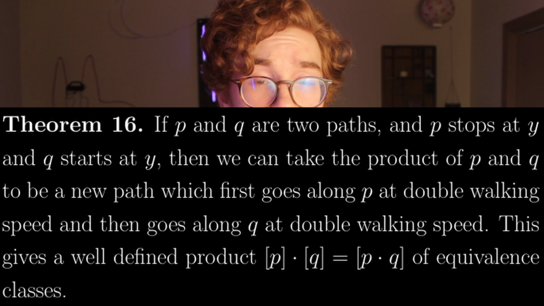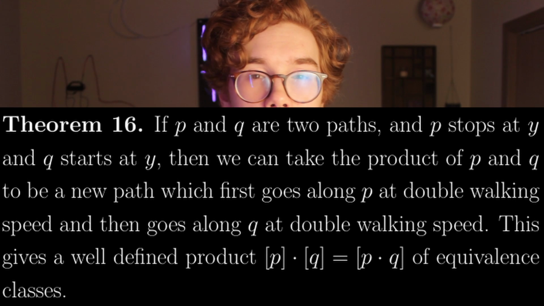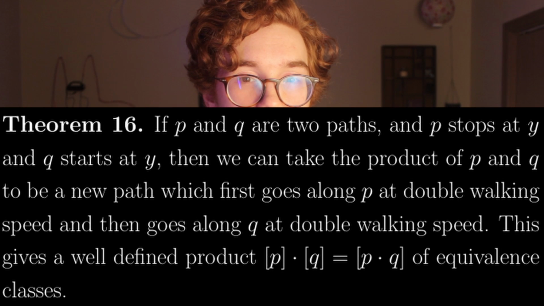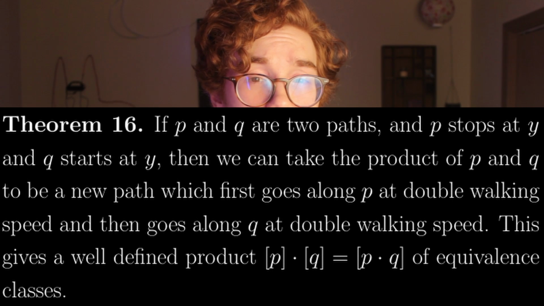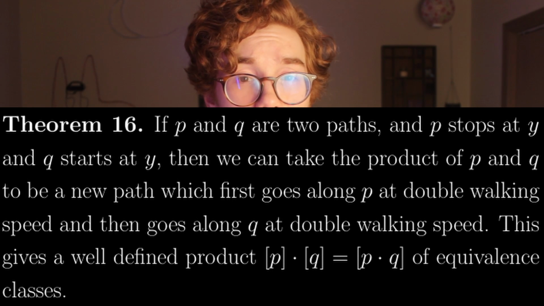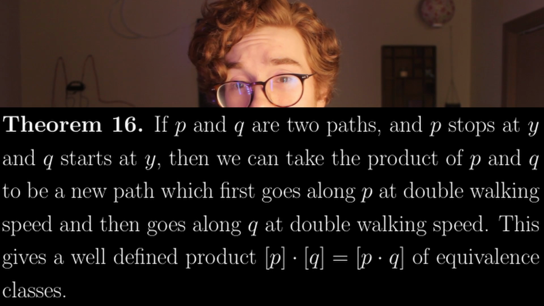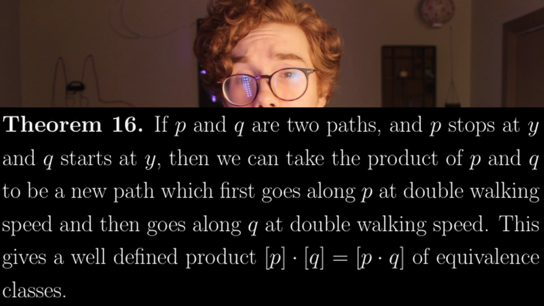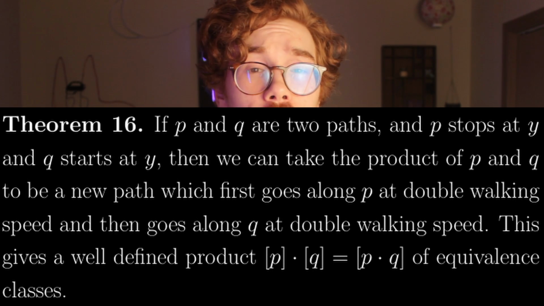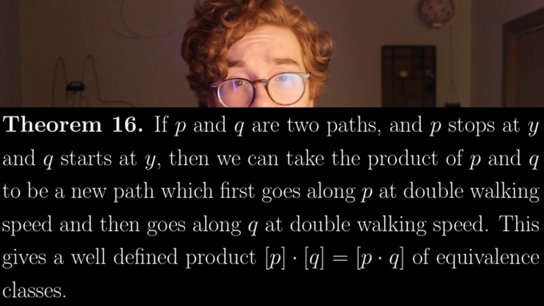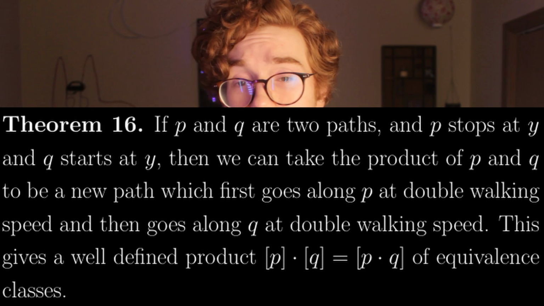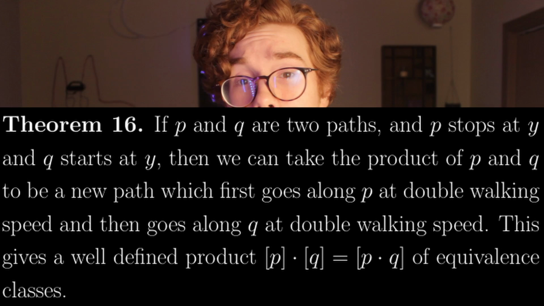If P and Q are 2 paths, and P stops at Y and Q starts at Y, then we can take the product of P and Q to be a new path which first goes along P at double walking speed and then goes along Q at double walking speed. This gives a well-defined product of equivalence classes, which is to say bracket P times bracket Q is the same as bracket P times Q.